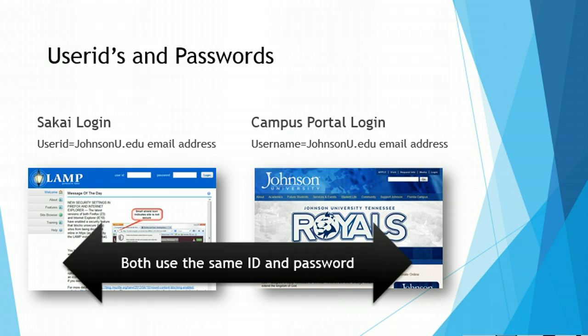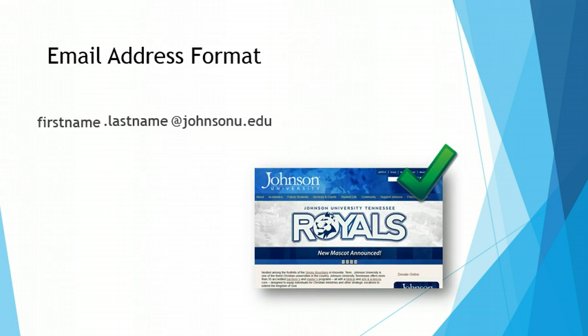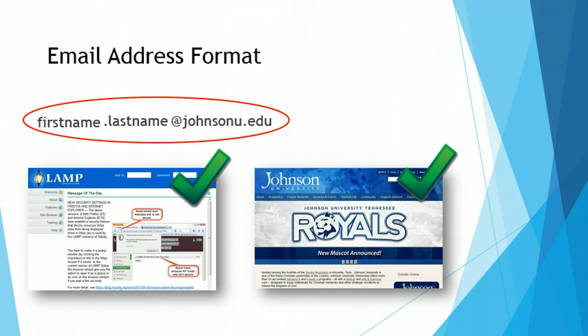A note about user IDs and passwords. Logging into Sakai requires you to use your Johnson University email address as the username or user ID, and the same password you use to access your Johnson University email when logging into the campus portal. Student email addresses follow a common format: student first name, followed by a dot, and then their last name, with @johnsonu.edu at the end. If you've logged in at all to see your Johnson University email, you should be able to log in successfully to Sakai. Remember, your Sakai user ID is the entire Johnson University email address.